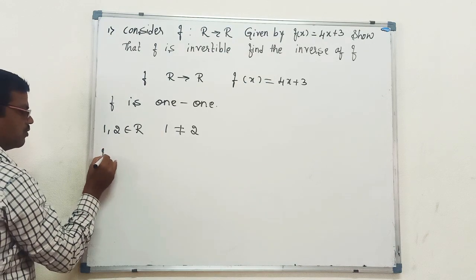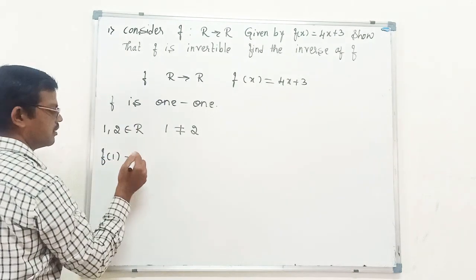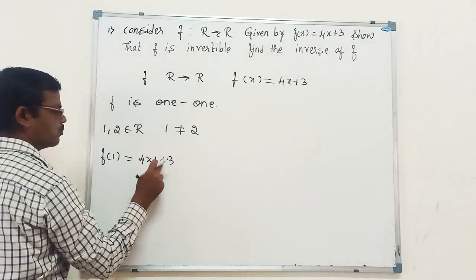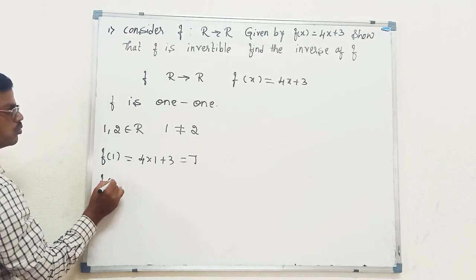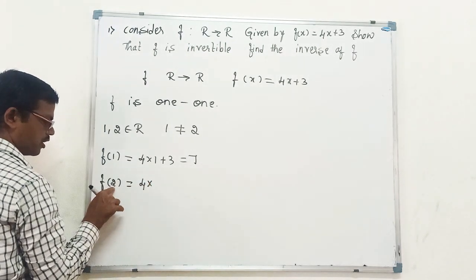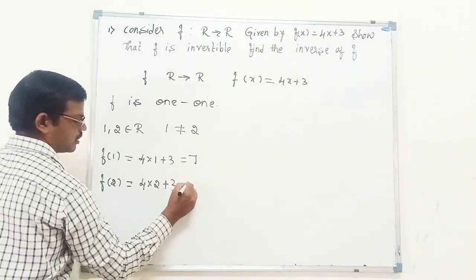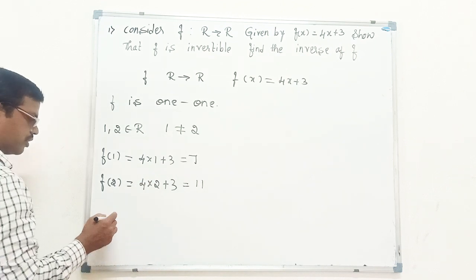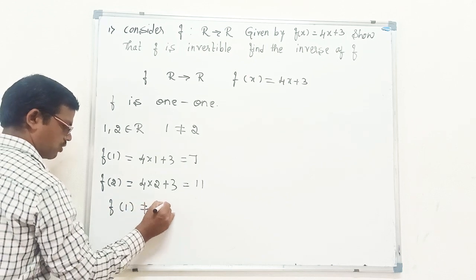Then we find f of 1. f of 1 is equal to, where there is x, if you put 1, what do we get? 4 into 1 plus 3. 4 into 1 is 4, 4 plus 3 is equal to 7. f of 2: 4 into 2, where there is x we put 2, 2 plus 3. 4 twos are 8, 8 plus 3 is 11. So 7 is not equal to 11. Therefore, f of 1 is not equal to f of 2.